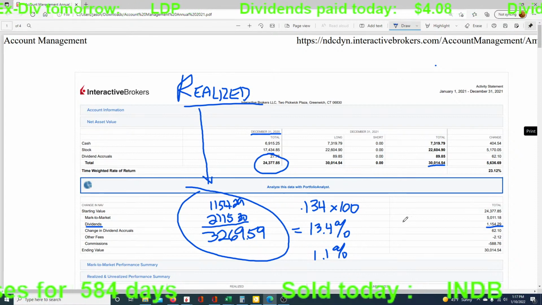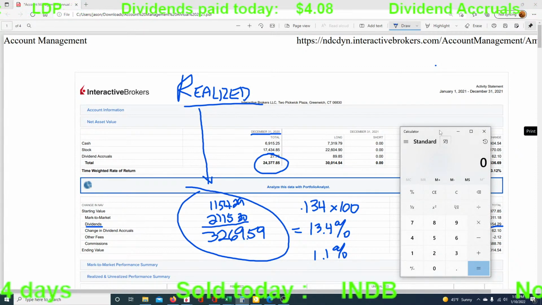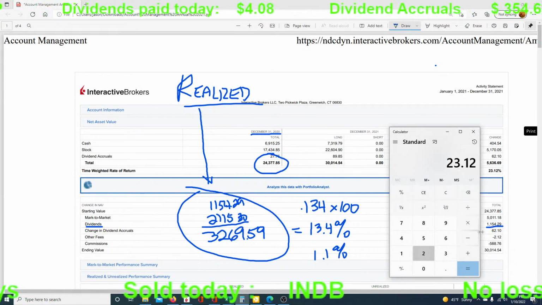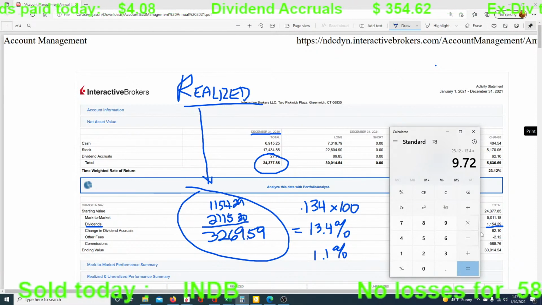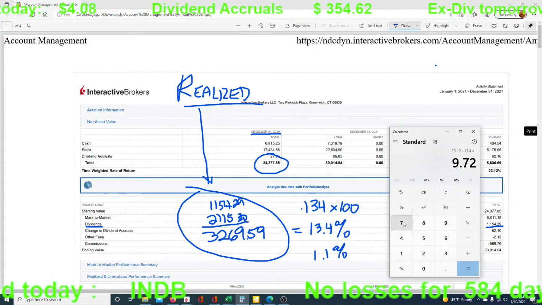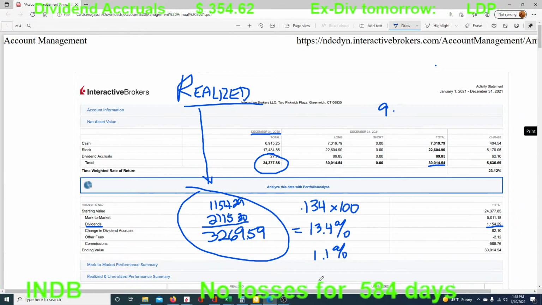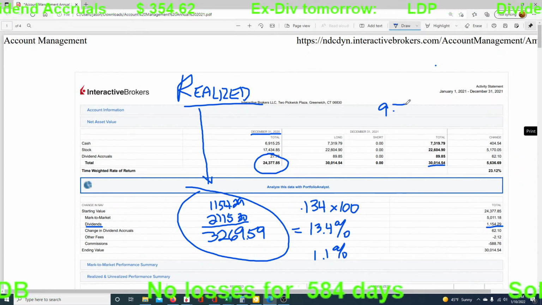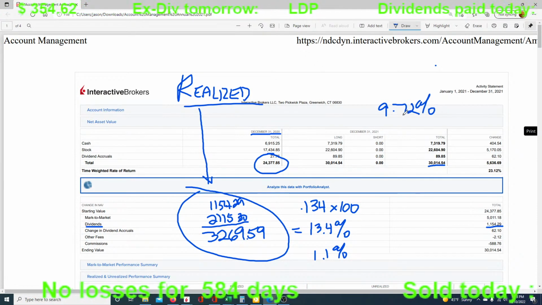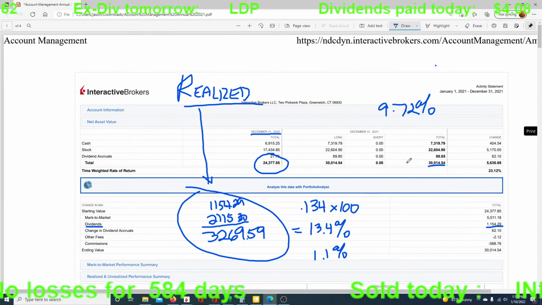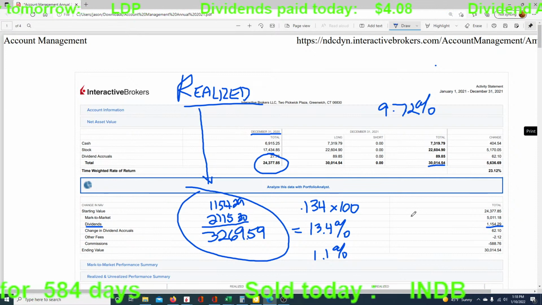So what do we have left over? 23.12% minus your 13.4%, and you get 9.72% of unrealized gain. Don't fall for the tricks that people play on your mind. Know what to look for in your account.